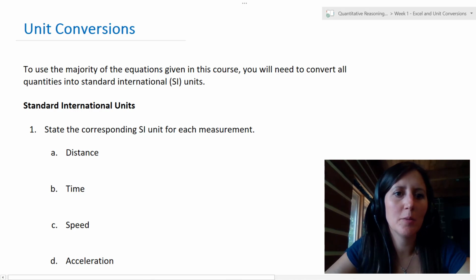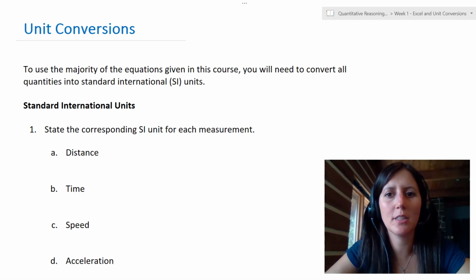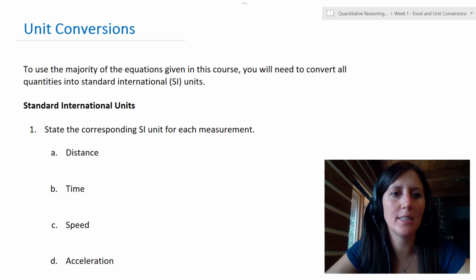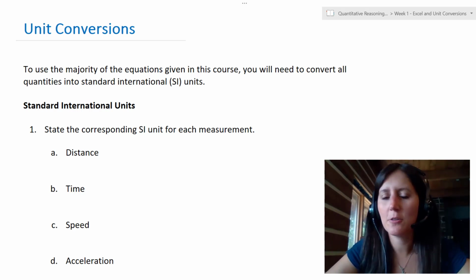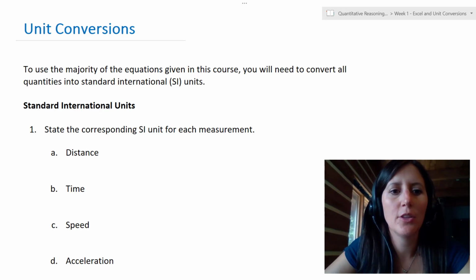In order to use the majority of the equations that are given in this course, you're first going to need to convert all the quantities into standard international, or SI units. All right, so first we're going to go over what these standard international units are. So in question 1, I'm asking you to state the corresponding standard international unit for each of the following measurements.